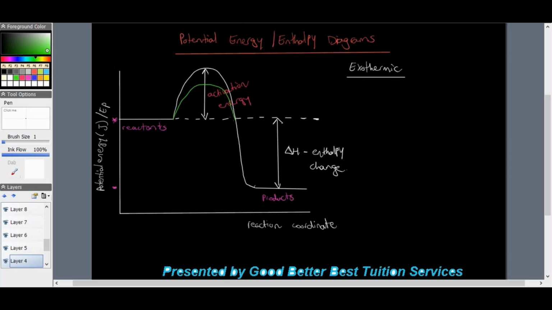Alright, that little green line over there shows you that I've lowered the activation energy. That means I've used a catalyst. The activation energy has now been lowered from over there to about there, which means I've used a catalyst, and I've shown it on the same set of axes. That would be full marks in an exam setting. So that is for an exothermic reaction.